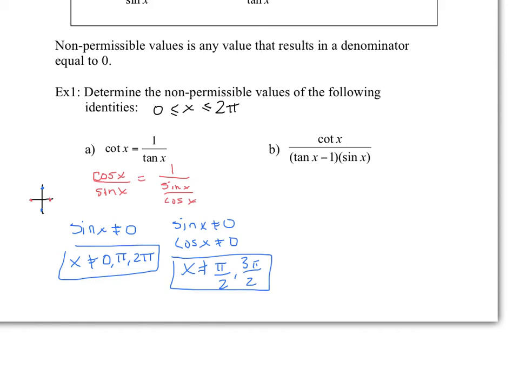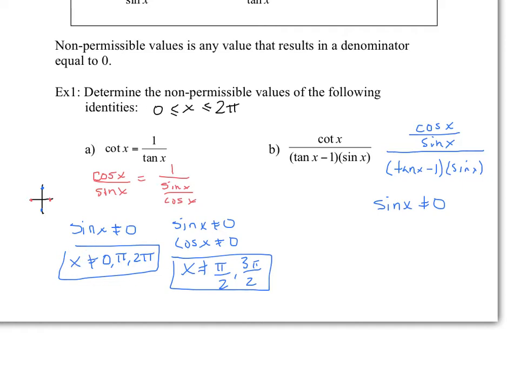Over here, I'm going to change everything to sine over cos. We can leave tan by itself, and we'll see why in a second. On the numerator, you have cos x over sine x, that's the definition of cotan. On the denominator, you have tan x minus 1 and sine x. So what are we going to have? Sine x cannot equal 0. That's the denominator of your numerator, and it's also the denominator here. We've actually already solved that, so we'll repeat that answer.